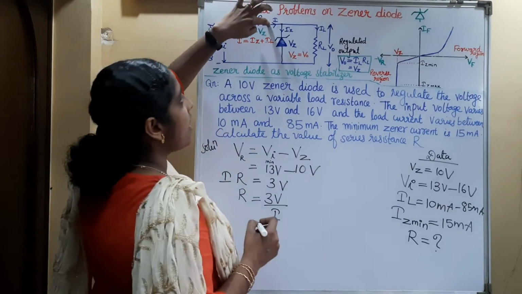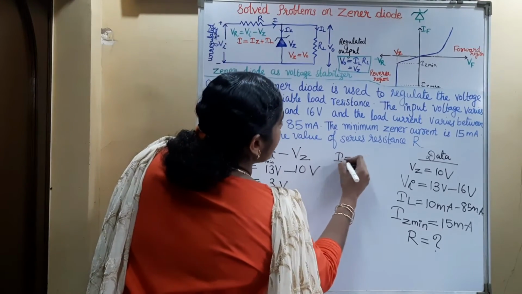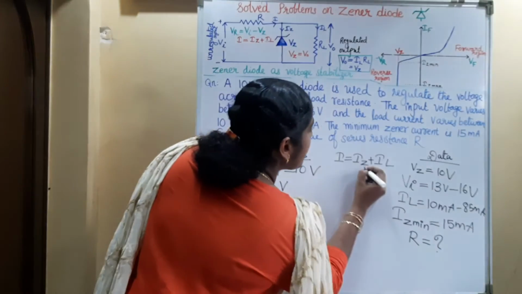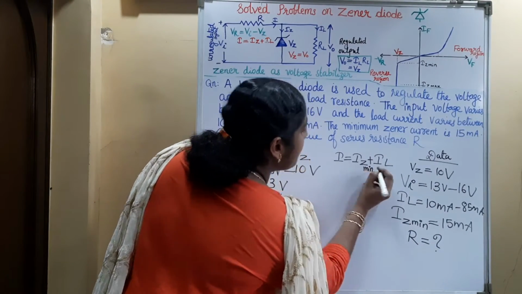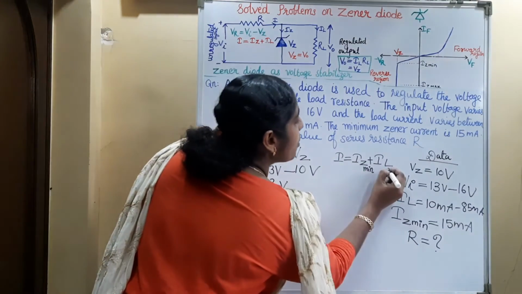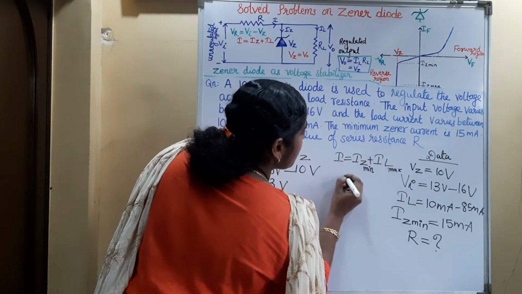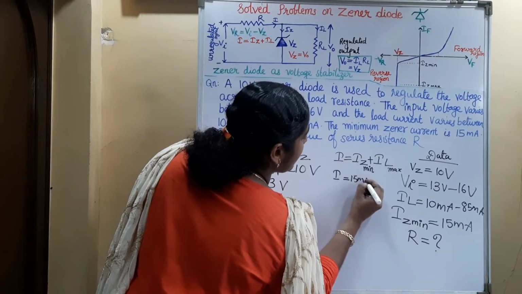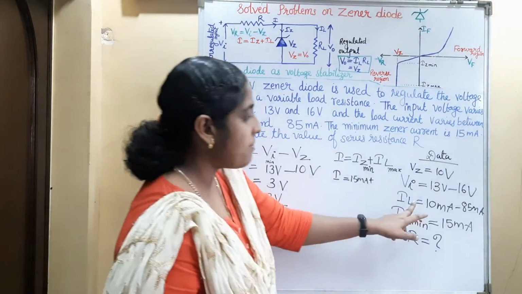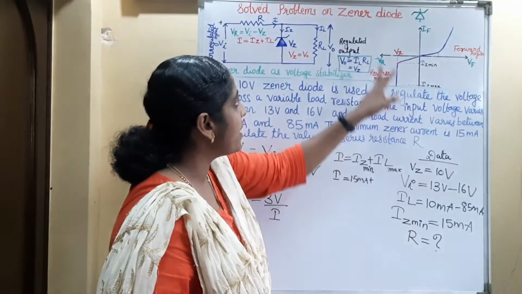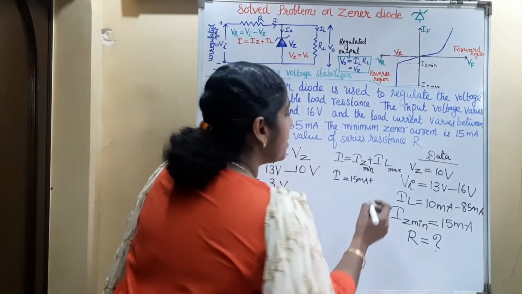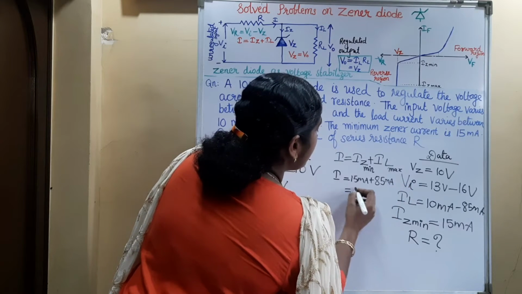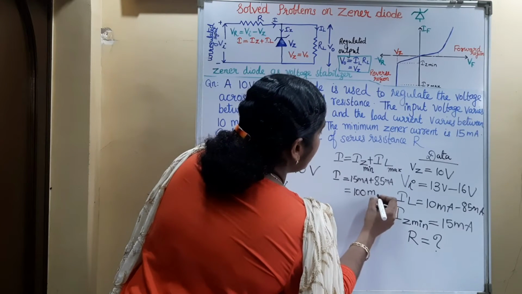Now, what is this current I? At this point, it is dividing into IZ and IL. Here, the minimum Zener current is given, so we can mention IZ minimum. If the Zener current is minimum, the load current will be maximum. So, current I is equal to IZ minimum 15 milliampere plus IL maximum. What is the maximum load current? Load current is varying from 10 milliampere to 85 milliampere. So we have to consider the maximum load current 85 milliampere, so I is equal to 100 milliampere.